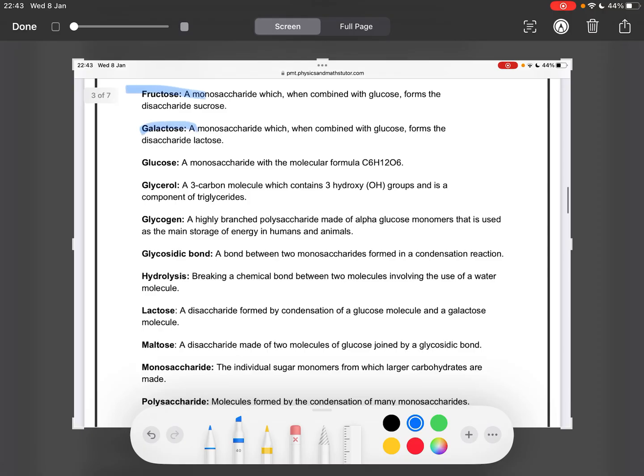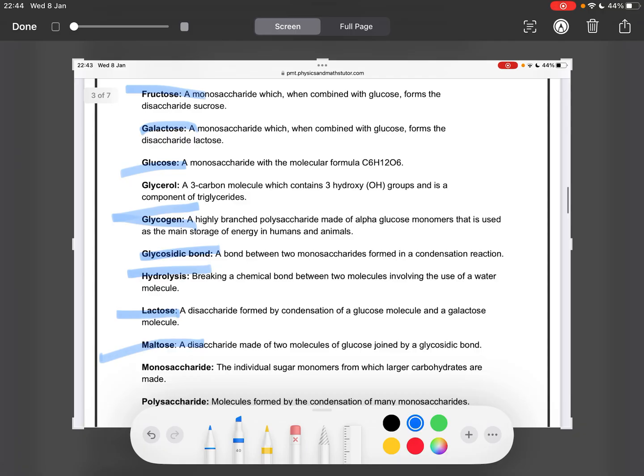Galactose, a monosaccharide which when combined with glucose forms the disaccharide lactose. Glucose, a monosaccharide with the molecular formula C6H12O6. Glycogen, a highly branched polysaccharide made of alpha glucose monomers that is used as the main storage of energy in humans and animals. Glycosidic bond, the bond between two monosaccharides formed in a condensation reaction. Hydrolysis, breaking a chemical bond between two molecules involving the use of a water molecule. Lactose, a disaccharide formed by condensation of a glucose molecule and a galactose molecule.